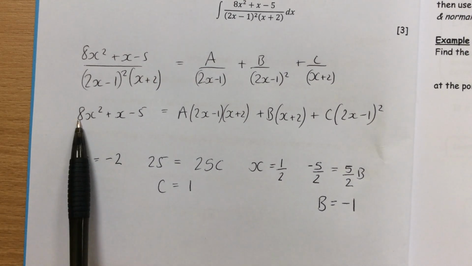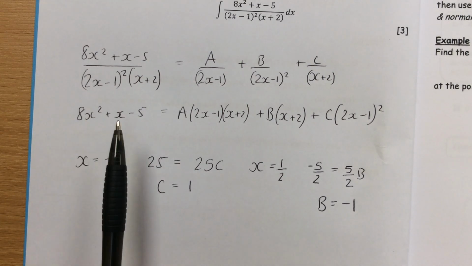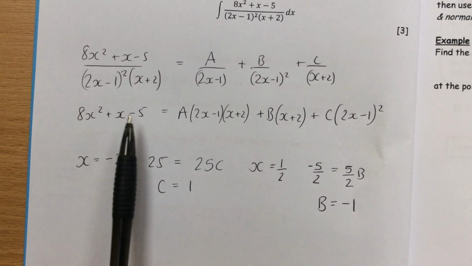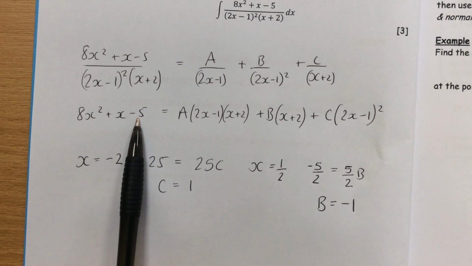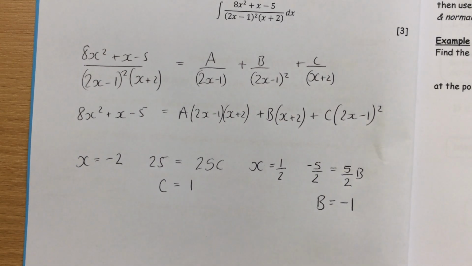Sorry. So 8 times a half squared. Half squared is a quarter. Times 8 is 2. Plus a half is 2.5. Minus 5 would be -2.5. And 5 over 2 is 2.5 as a fraction. So b equals -1.